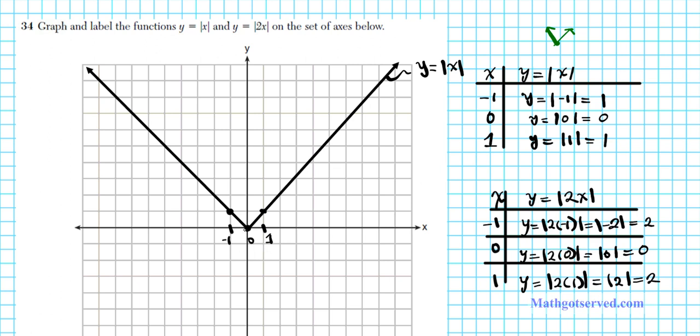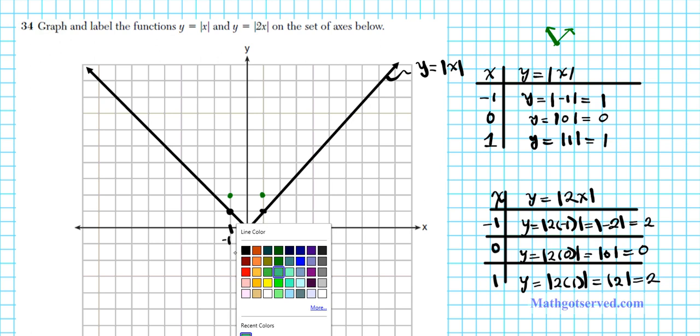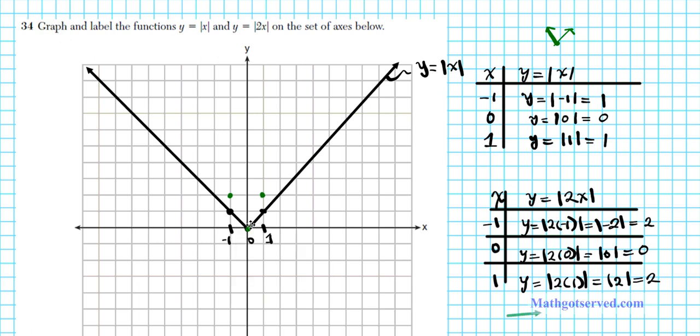So that one is going to be 0, 0. I'm going to graph this one in green. So we have 0, 0. For -1, it jumps up to 2. And then for +1, it jumps up to 2. All right, let's go ahead and draw the graph. I'm going to draw it in green also. So this is the graph of the absolute value of 2x. Starting from the origin, it goes through that point, like that.